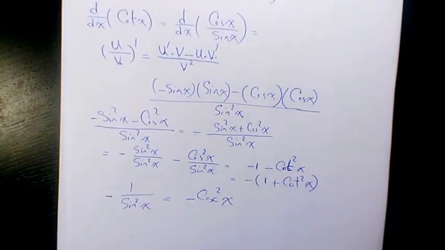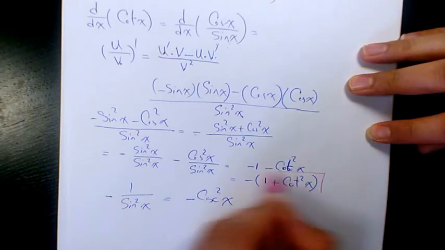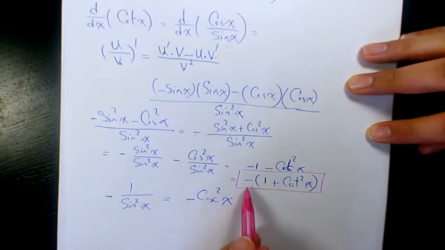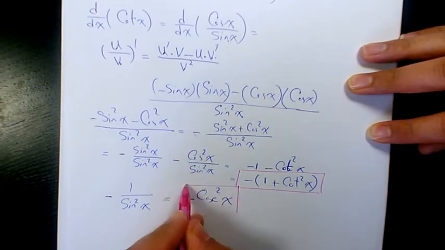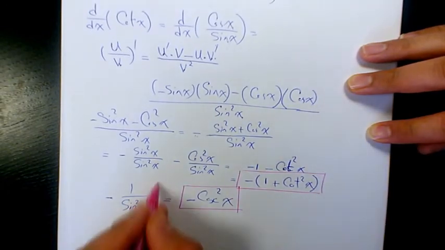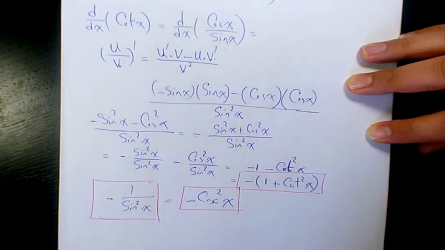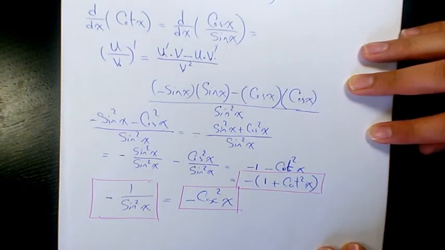So any of these three formats is going to be the answer. Either negative 1 plus cotangent squared x, negative cosecant squared x, or negative 1 over sine squared x. So these are different forms of the derivative of cotangent x.